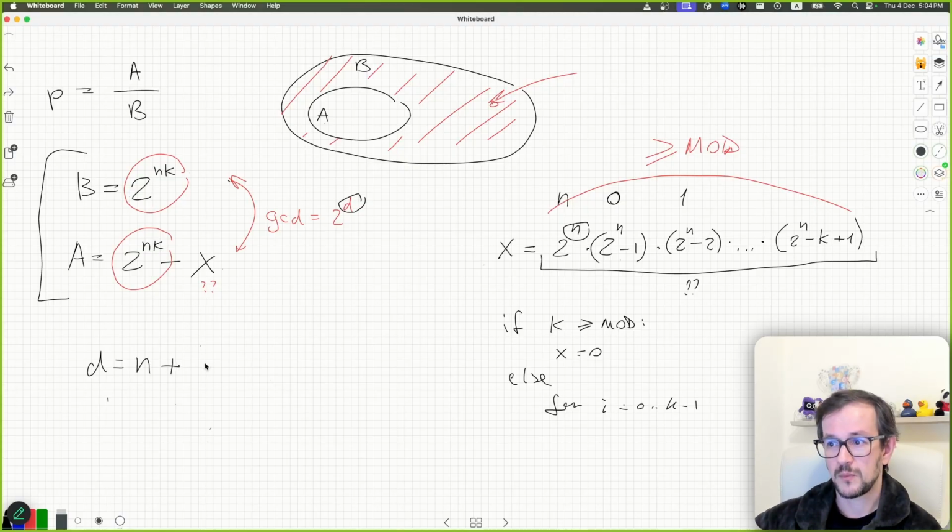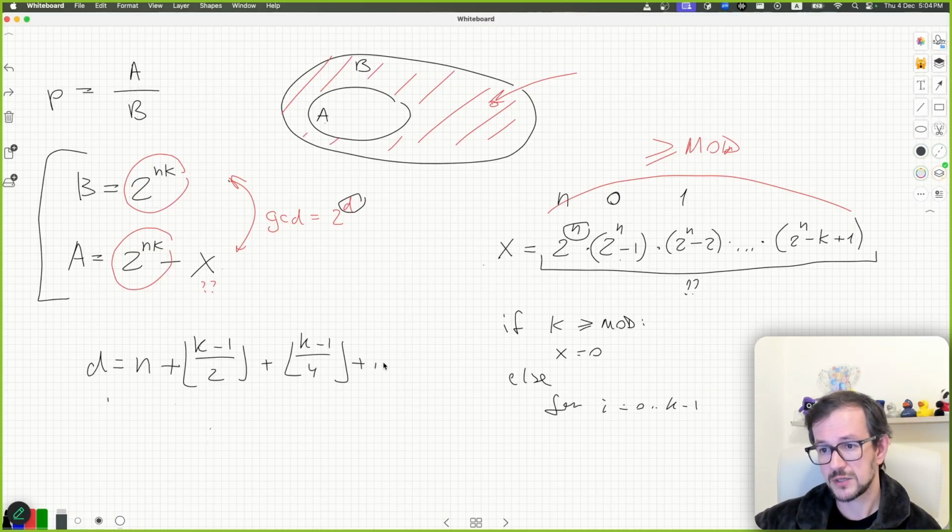Plus the number of numbers here divisible by 2. It's just floor of (k minus 1) divided by 2. Plus the number of numbers divisible by 4, which will be floor of (k minus 1) divided by 4, and plus, and so on. So this is the maximal power of 2 which divides this number.